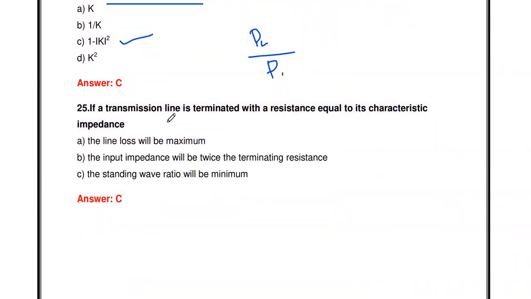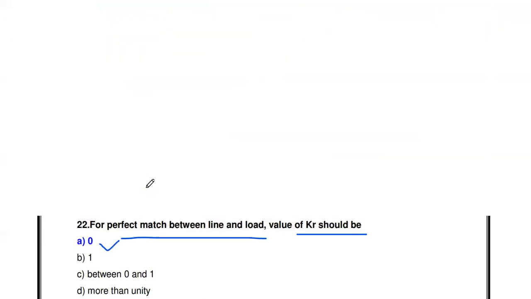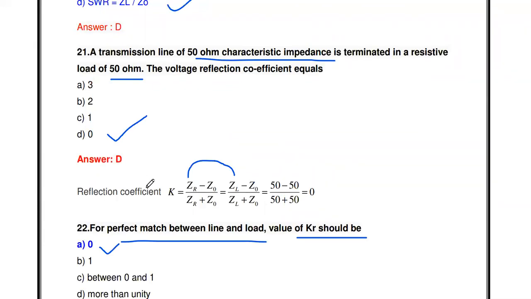Then the next one, the last question: a transmission line is terminated with resistance equal to characteristic impedance. Which one is correct? The line loss will be maximum. Input impedance will be twice the terminating resistance. The standing wave ratio will be minimum. If the line is terminated with resistance equal to characteristic impedance, the standing wave ratio will be minimum. So these are some of the questions from unit 2 about the dissipationless line and the related problems.